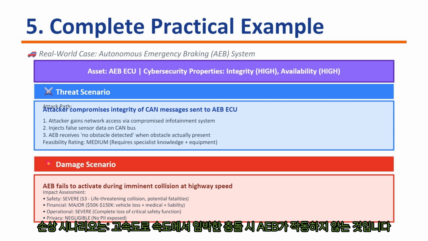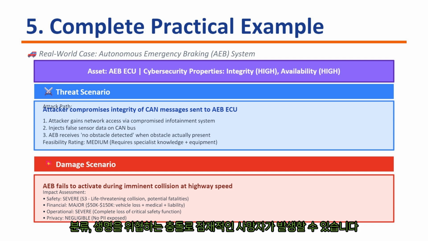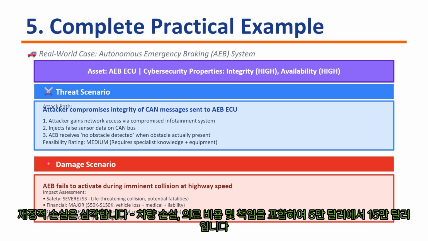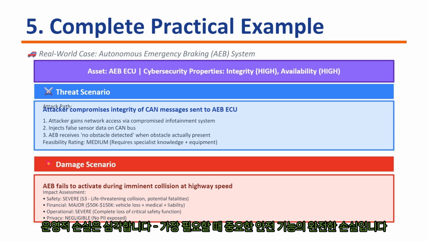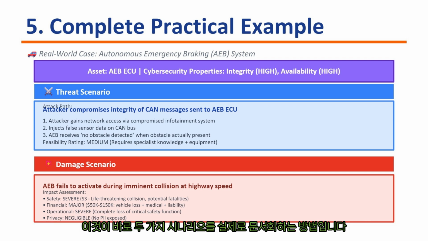The damage scenario is AEB fails to activate during imminent collision at highway speed. Now the impact assessment. Safety is severe. S3 classification, life-threatening collision with potential fatalities. Financial is major. $50,000 to $150,000, including vehicle loss, medical costs, and liability. Operational is severe. Complete loss of a critical safety function when it's most needed. Privacy is negligible. No personal data is exposed in this scenario. This is exactly how you document both scenarios in practice.